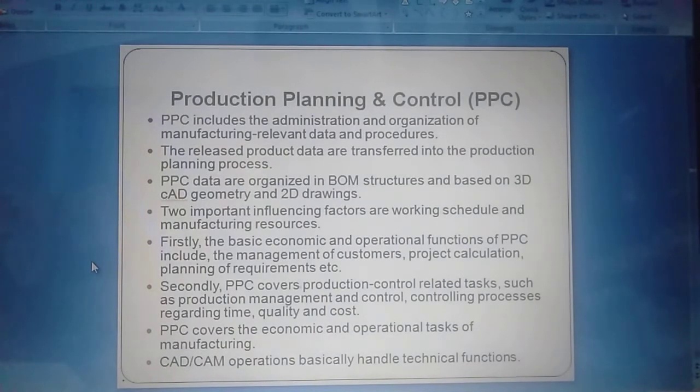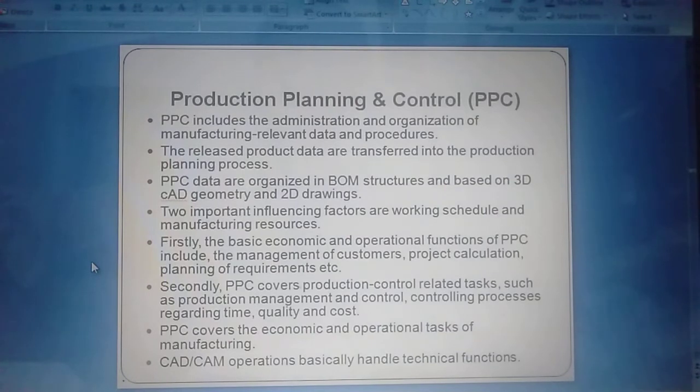Firstly, the basic economic and operational functions of PPC include the management of a customer's project calculations, planning of requirements, etc. Second, PPC covers production control related tasks such as production management and control, controlling processes regarding time, quality and cost. PPC covers the economic and operational tasks of manufacturing.